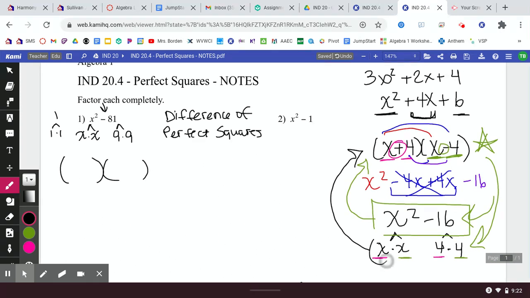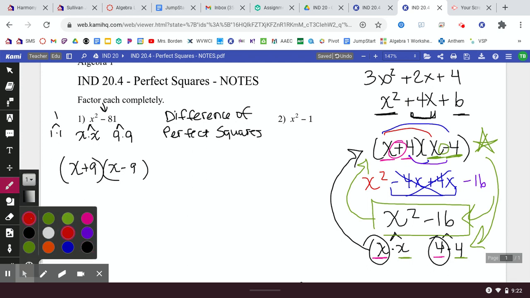All right, so just like I showed you over here, when you have a difference of perfect squares, you take one x and one number. So I'm going to take the x and one of my 9's, and then I'm going to take my other x and my other 9. And remember, for a difference of perfect squares, it's very important that you have one plus and one minus. And why is it important? I'll show you because we're going to refoil this out to test our answer, okay?